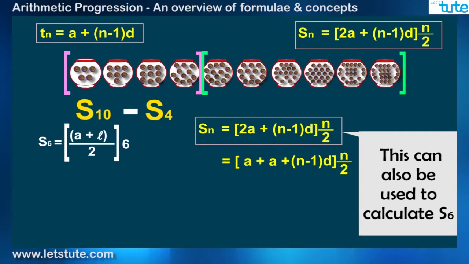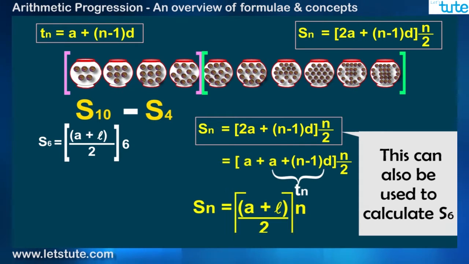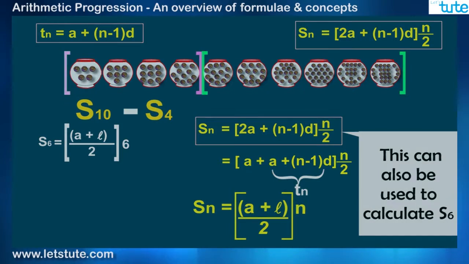Like, if I consider my Tn as the last term of the sequence, (a plus L) multiplied by n by 2, which is nothing but the average of the first and last term into the number of terms. Now let's see another example.